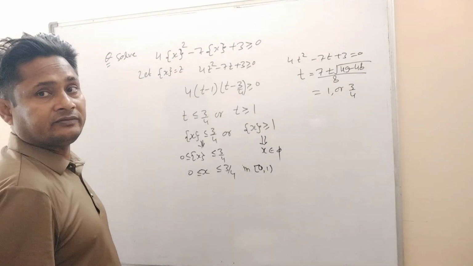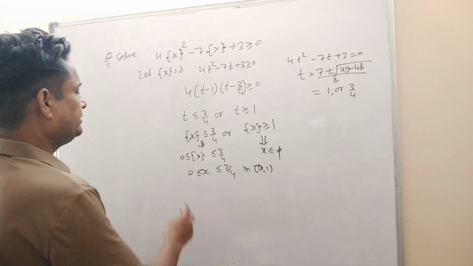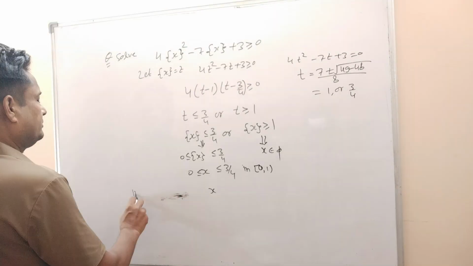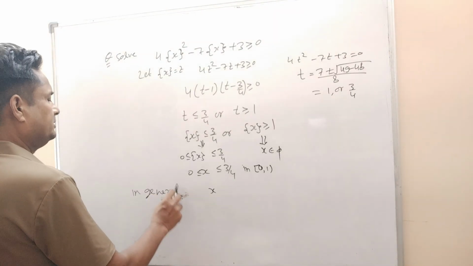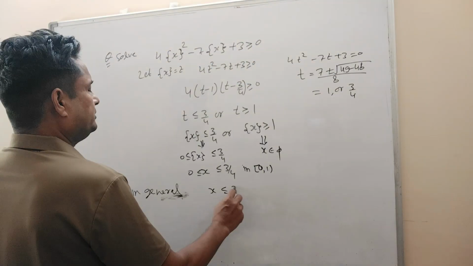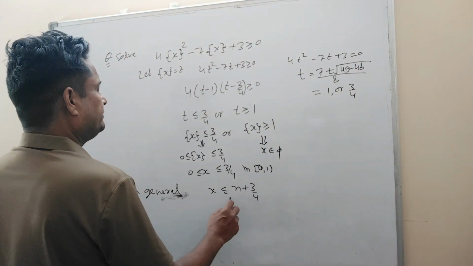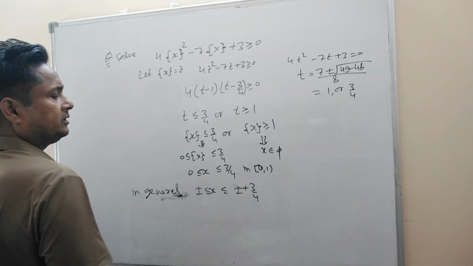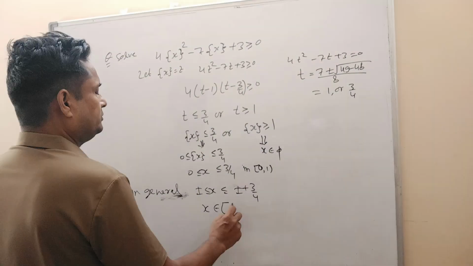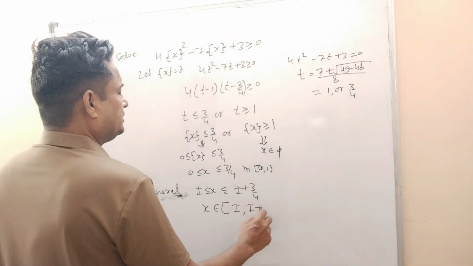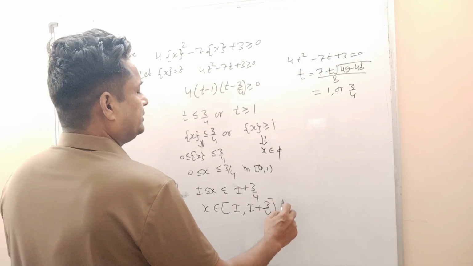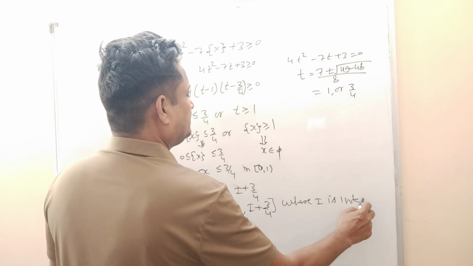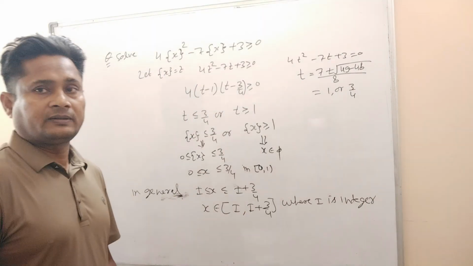Now in general, if we want the generalized interval, then add integers on both sides. So in general, the solution will be x less than or equal to I plus 3/4 and greater than or equal to I. That means x belongs to the closed interval [I, I plus 3/4], where I is an integer.